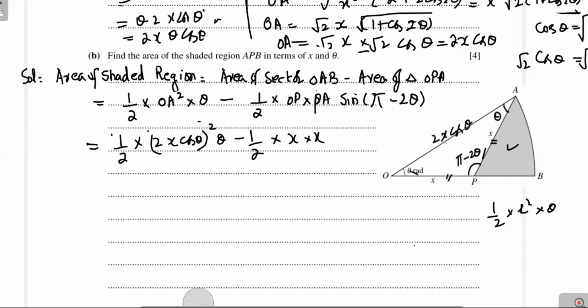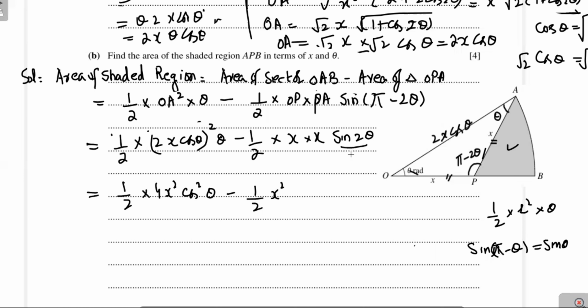We can write sine 2 theta, because sine (pi minus theta) equals sine theta, therefore we write it as sine (pi minus 2 theta) equal to sine 2 theta. Now we can write it as 1 over 2 times 4x square cos square theta minus 1 over 2 x square sine 2 theta. The formula of sine 2 theta from the formula sheet is sine 2 theta equals 2 sine theta cos theta.